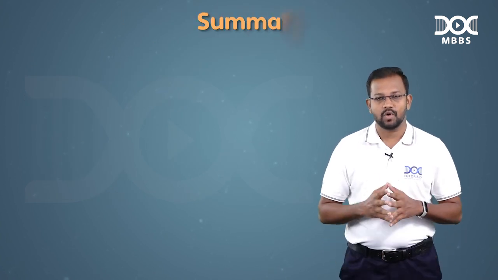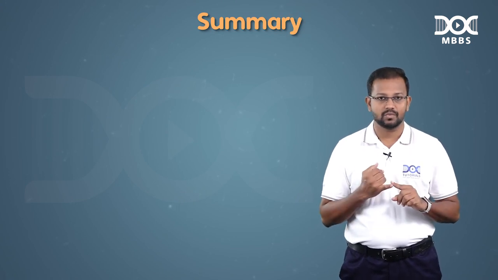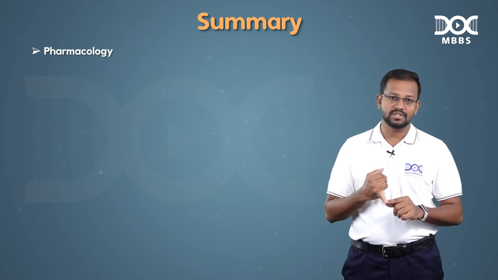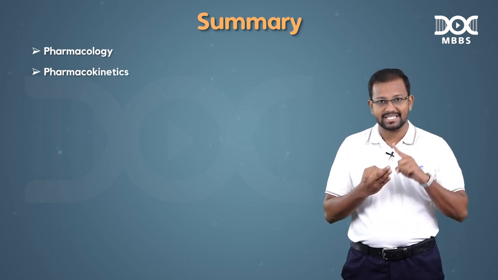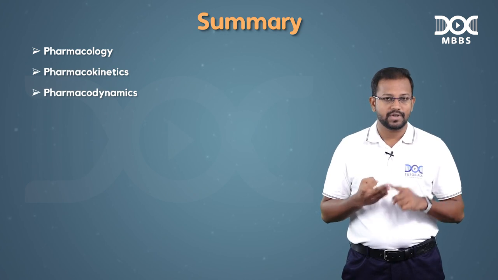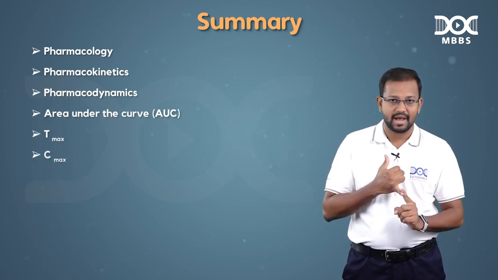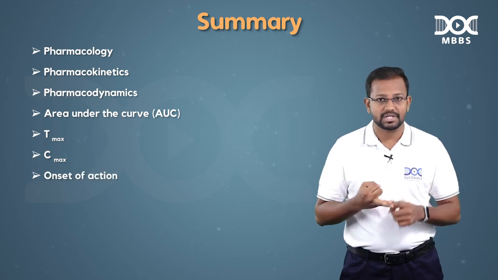So, as a summary of what we have learned till now, we have seen what exactly pharmacology is and how we are going to deal with pharmacokinetics, what exactly pharmacodynamics is, and how we are going to explain the area under the curve, Tmax, Cmax, and we have seen onset of action and duration of action also, guys.